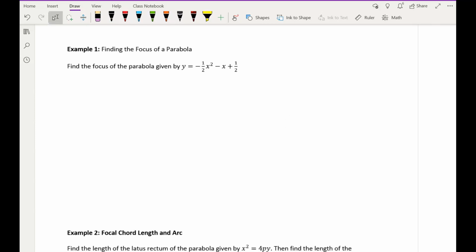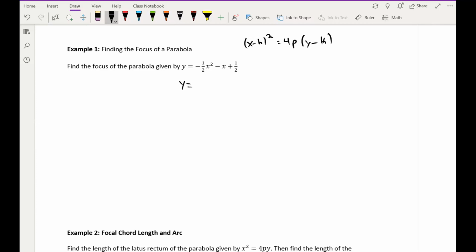So our goal is to basically get x minus h squared equals 4p times y minus k. So we're going to have to do some algebraic manipulation to get it to that form before we identify the focus and things like that. So what we're going to do here is, well, first we have y equals negative 1/2 x squared minus x plus 1/2. We kind of want to get rid of those fractional parts.